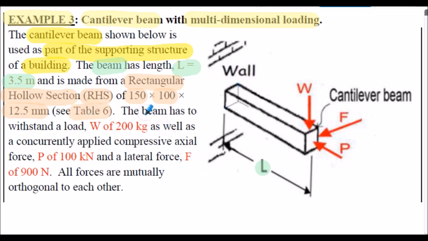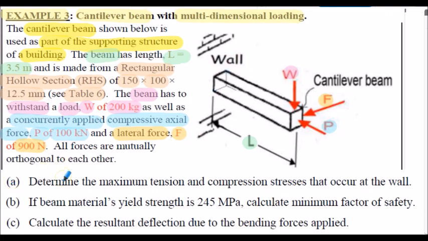This cantilever beam has to withstand a load W of 200 kilograms. Be careful of the unit there for W, as well as a concurrently applied compressive axial force, labelled as P in the diagram, of 100 kilonewtons, and also a lateral force, labelled F in the diagram, of 900 newtons. For the cantilever beam in example 3, we've got to calculate A, the maximum tension and compression stresses that occur in the beam at the wall location up here.